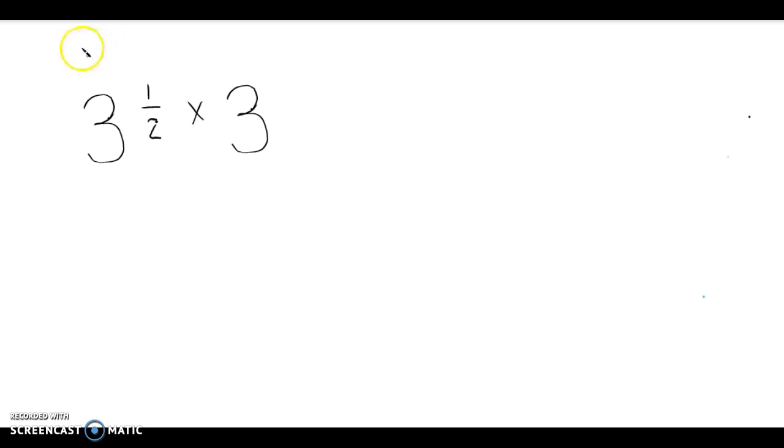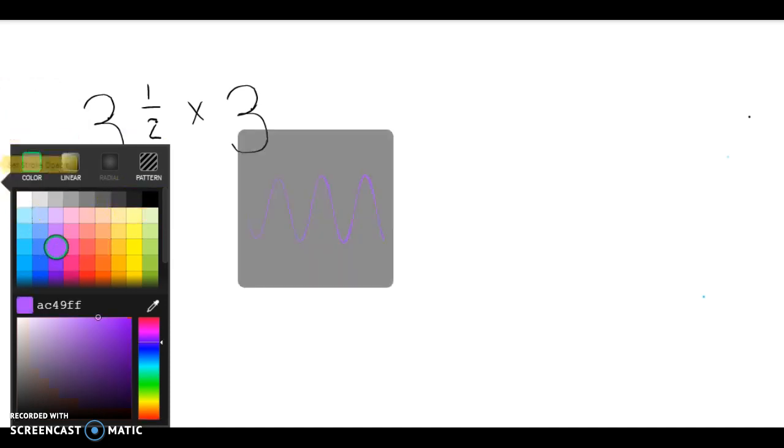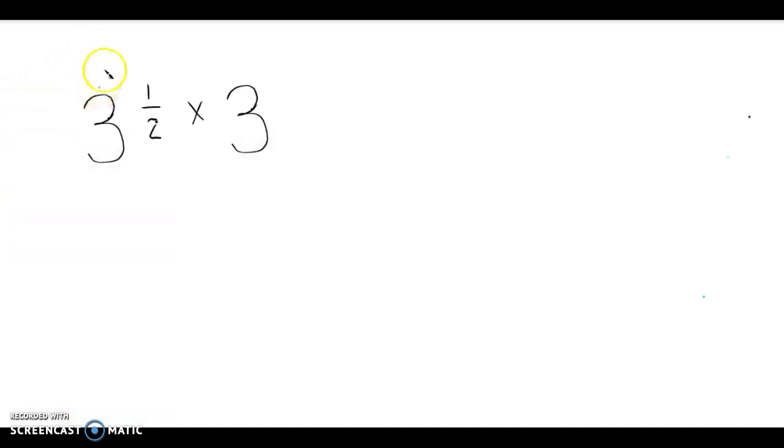Okay, the first one, for lack of a better term, I really just don't have a better name for it. I'm going to call it the chunking strategy. So if we think about multiplication as 3 times 3 and then 3 times a half, we can do this problem in 2 easier steps. Let me show you what that would look like. So we would do 3 times 3, and then we would do 3 times a half.